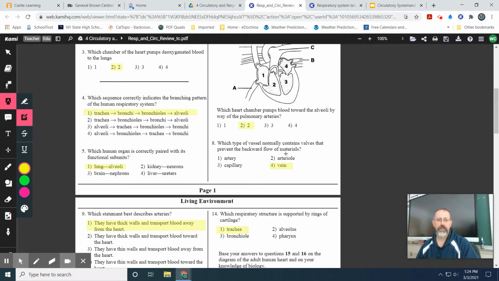Number 8, which type of vessel normally contains valves? V and V. Veins contain valves. There's not a lot of pressure in veins, so in order to get back to your heart, every time the heart beats, the blood moves forward. A vein has to have a valve in it to stop it from falling back to your toes. So it works its way forward a little at a time.